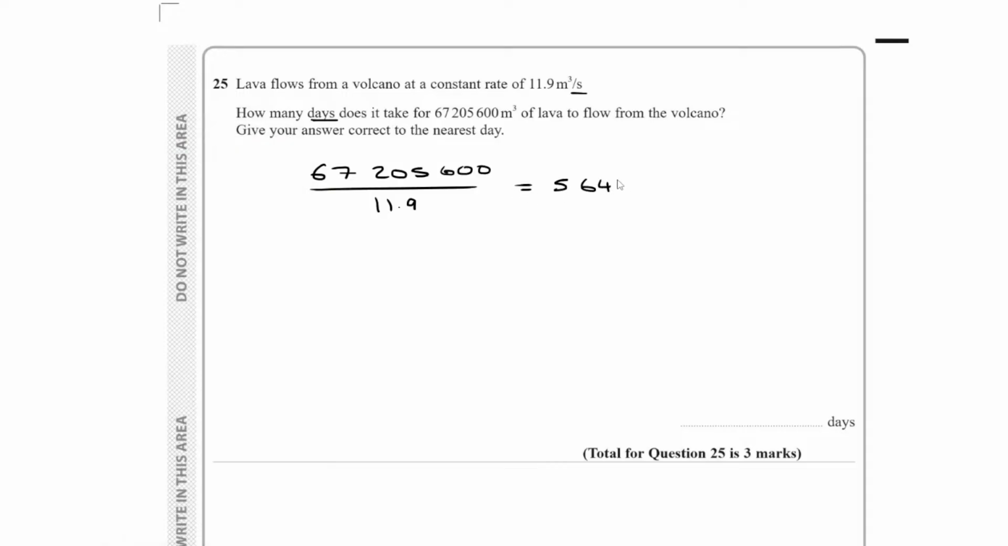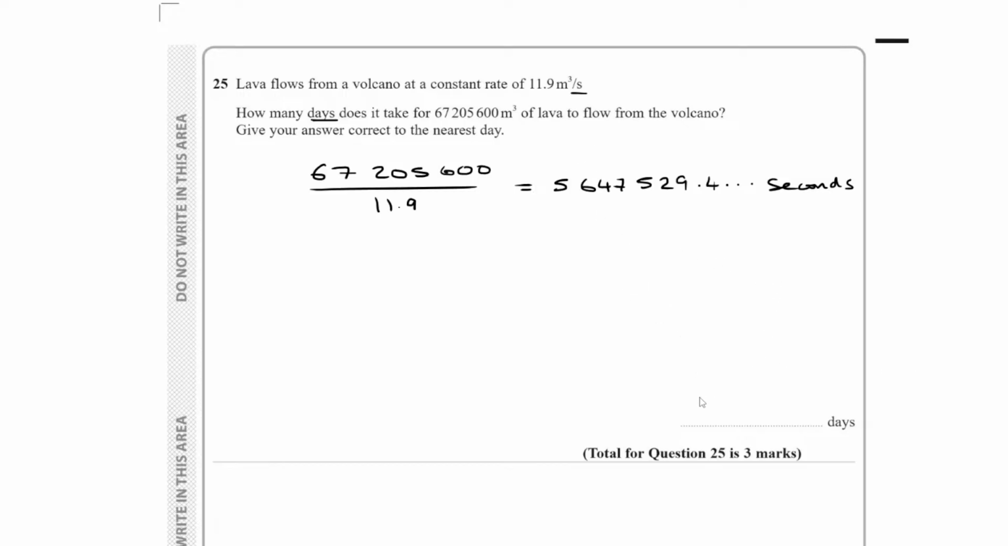6, 4, 7, 5, 2, 9.4... Obviously, that's how many seconds it will take. So I've dealt with the actual rate. Now I just need to figure out how to go from seconds to days.